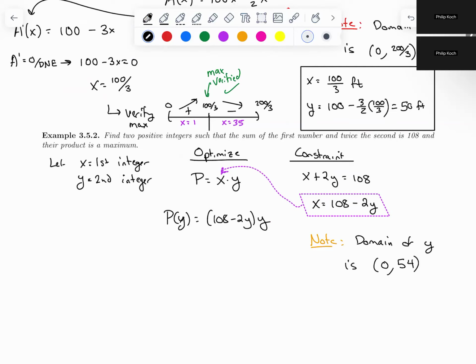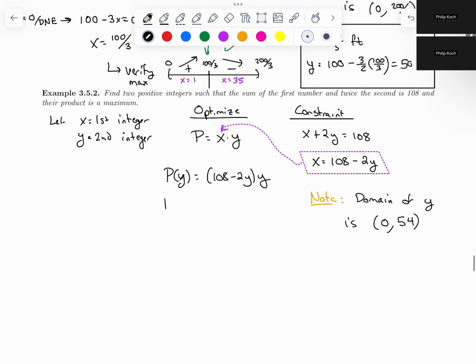I guess technically speaking, you could include the endpoints here as well, but it says positive integers, so 0 can't be included. But if you plug in 0, then you can make this first number just 108. And if you make the first number 0, then y would have to be 54 in order for twice the second number to equal 108. But either way, that's just filler.